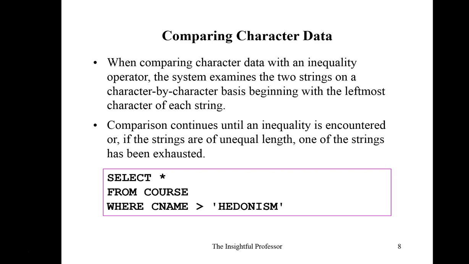The way character strings are actually compared is it's done on a character by character basis. We compare the first character in, say, hedonism, the H, to the first character in the C name column of some row. If they're the same, then we proceed to compare the second. If the second is the same, we proceed to compare the third. We continue until we've exhausted all of the characters in our two strings being compared, or until we encounter an inequality. So say, for example, I had HA something or other. Well, the H would compare equal to hedonism, but the A would be less than, so it wouldn't satisfy the condition. The predicate would evaluate to false. We wouldn't see that particular course.